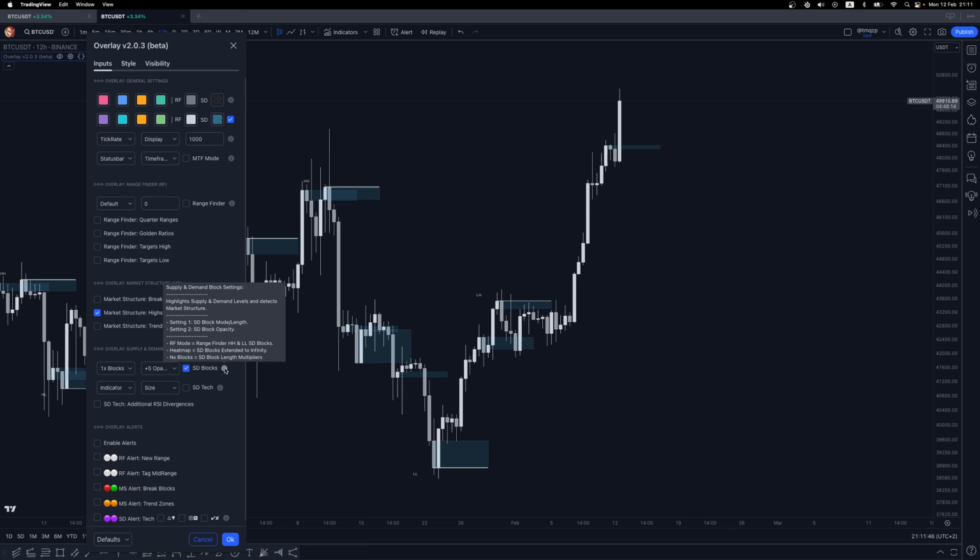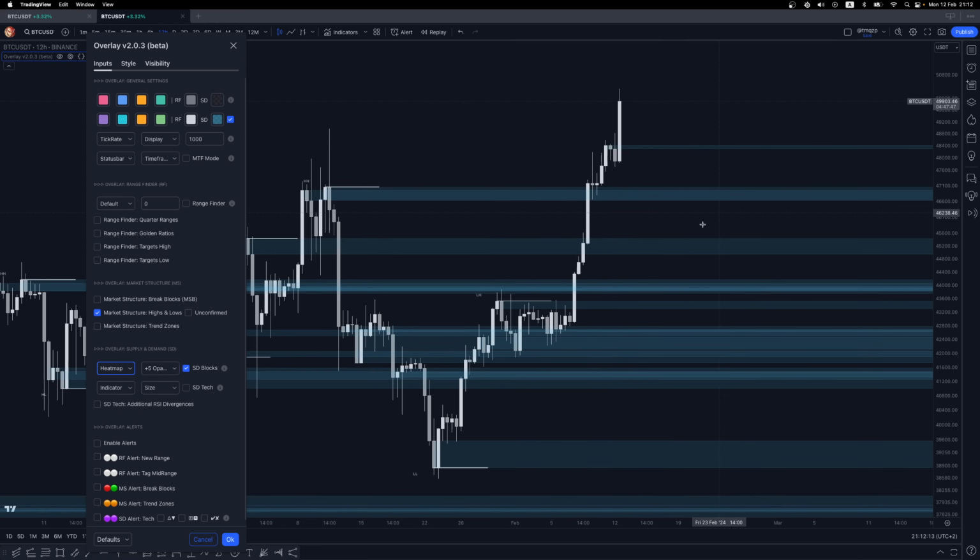You have a little information box here: supply and demand, block settings, and then a little description: highlights supply and demand levels and detects market structure. Setting 1, the SD block mode or length, right? There's going to be a new mode in the future. I have some plans for some other cool stuff that I'm going to do with this. But you have the rangefinder mode, which I showed earlier, which is just related to the rangefinder. And then heat map, that's when you extend them all to infinity, basically, right?